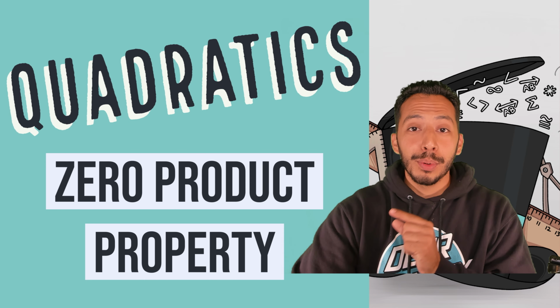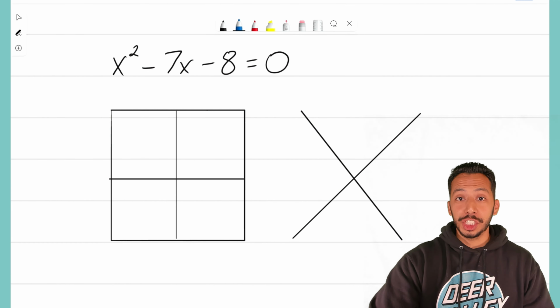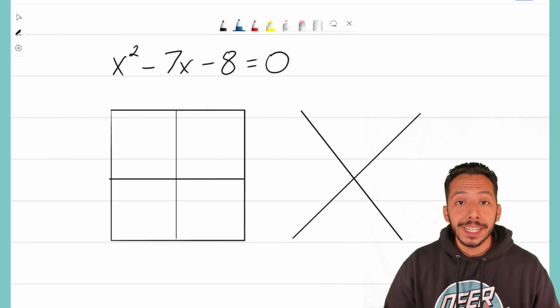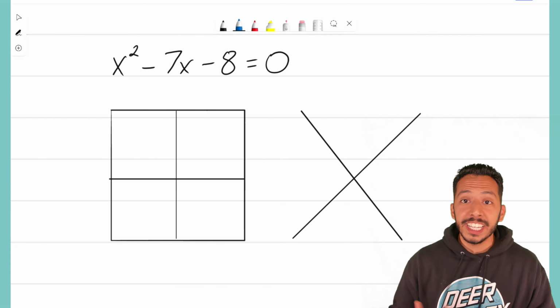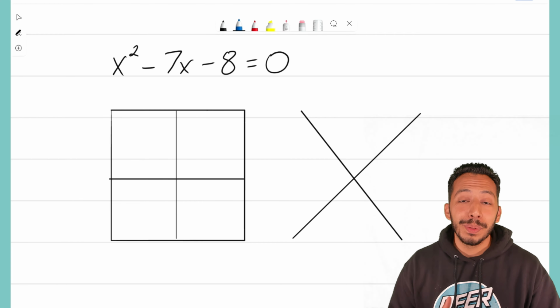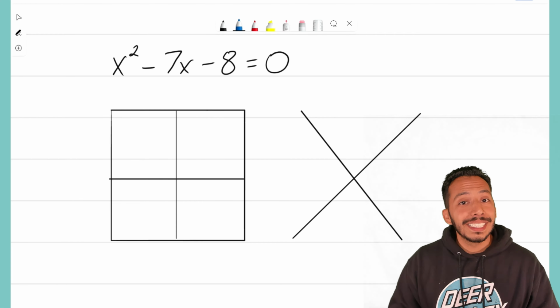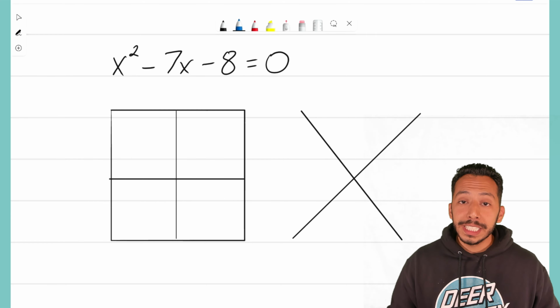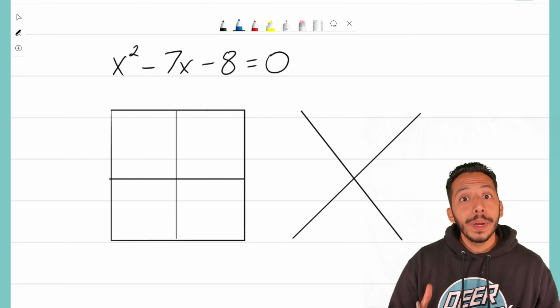We're going to take a look at quadratics, and more specifically the zero product property. I have an equation here where we want to find the quadratic roots, the zeros, the x-intercepts, whatever you want to say, but I want to find out where they're going to be. We have x squared minus 7x minus 8 equals 0, and we want to use the zero product property. But first, we need to factor.